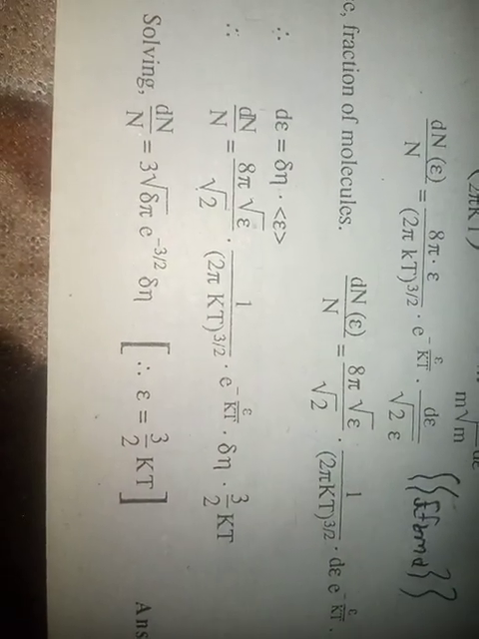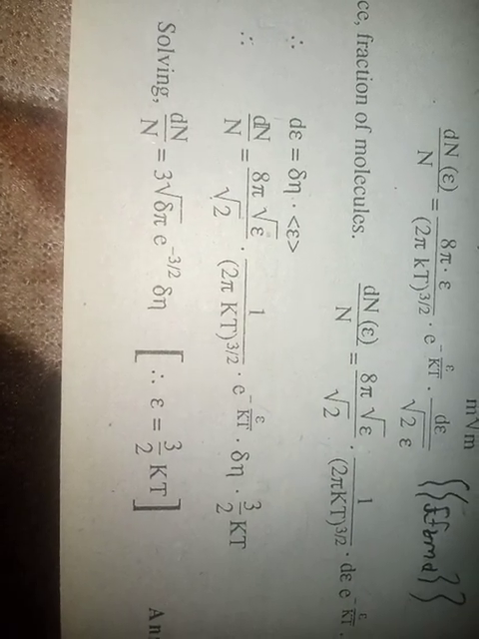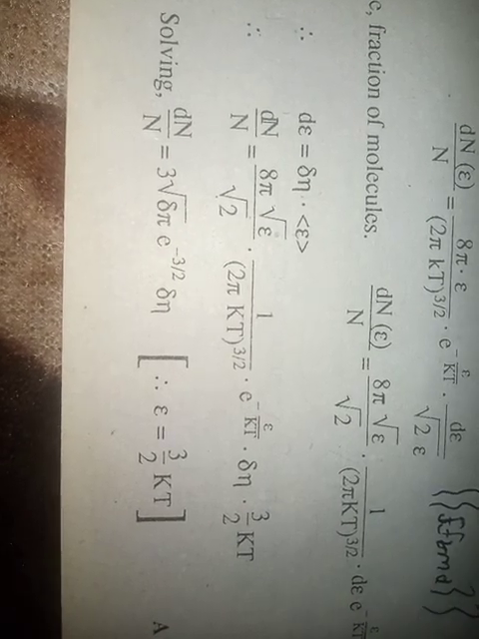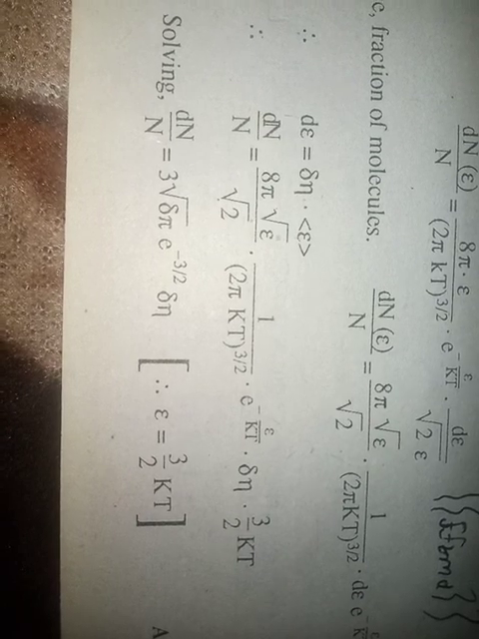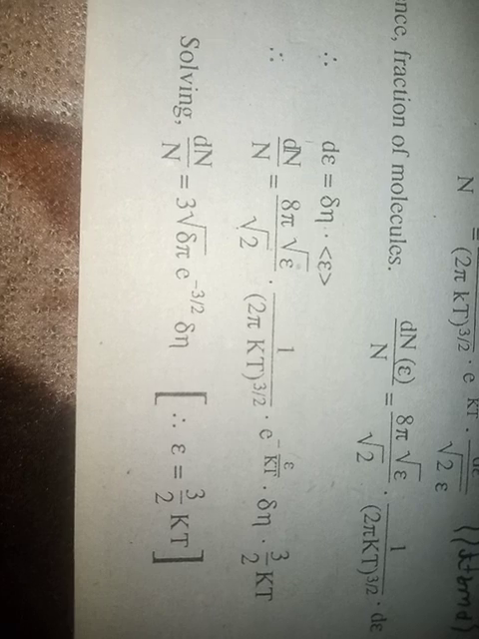Hence dε equals δη times average of ε. Hence dn/n equals 8π √ε/√2 × 1/(2πkT)^(3/2) × e^(-ε/kT) × δη × 3/2 kT. Solving, dn/n equals 3√(6/π) δη e^(-3/2), since ε equals 3/2 kT.